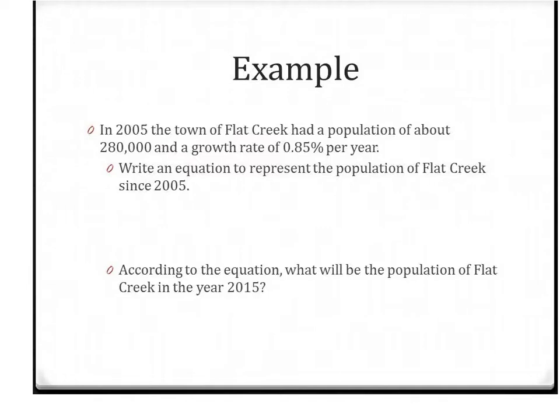So we're going to look at an example here. In 2005, the town of Flat Creek had a population of about 280,000 people and a growth rate of 0.85% per year. So we want to write an equation to represent their population since 2005. So if we use our form we just wrote down, c times 1 plus r to the t, we know that they started with 280,000 people, so that goes in for c. 1 plus r is the rate, but we need to change it to a decimal.